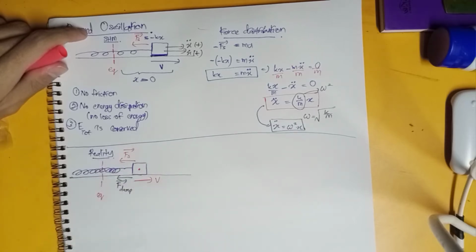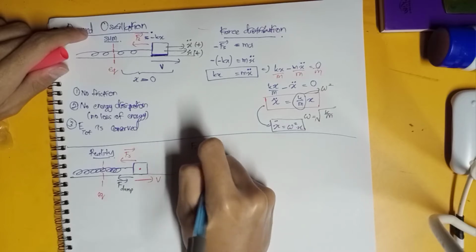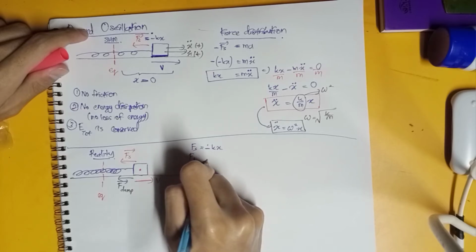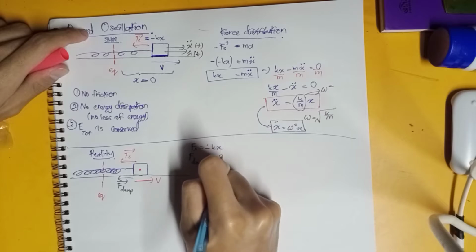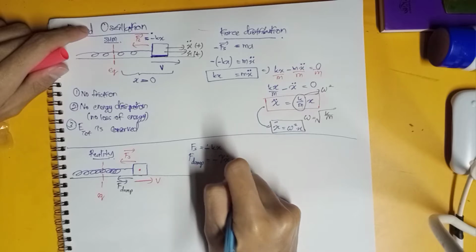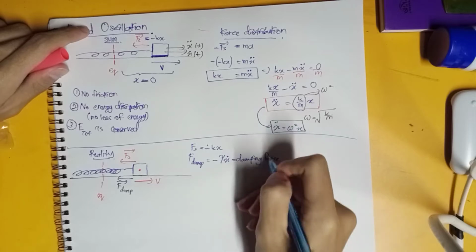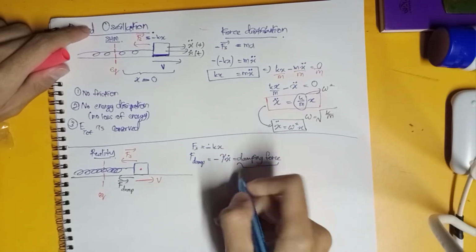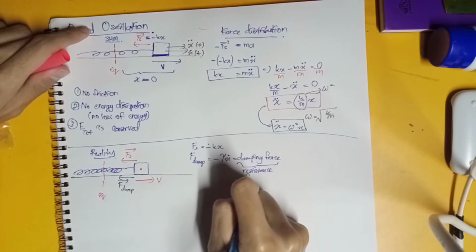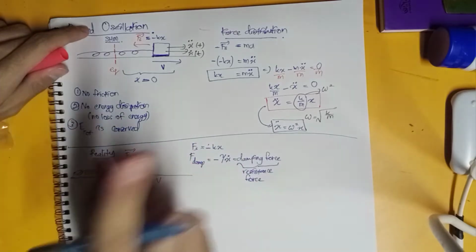Okay, so we have Fs equal to negative kx, and at the same time we have F damp, which is the damping force, equal to negative gamma x single dot. Here is the damping force, which is also known as the resistance force, which makes the object stop oscillating at a particular time.